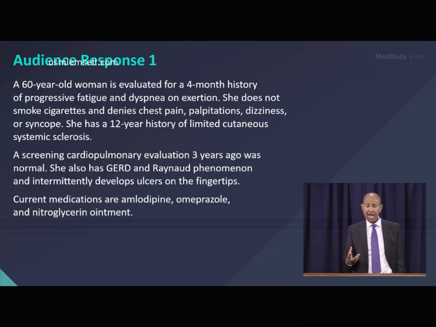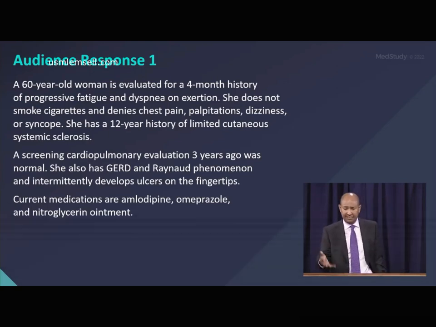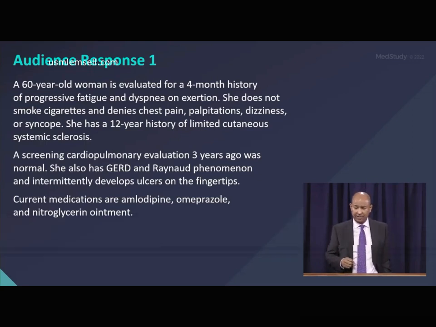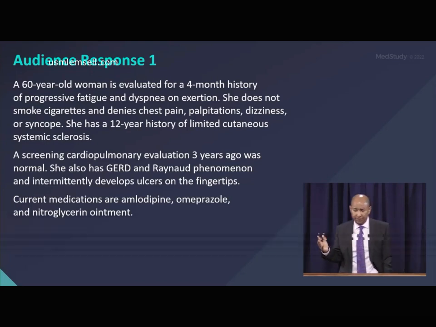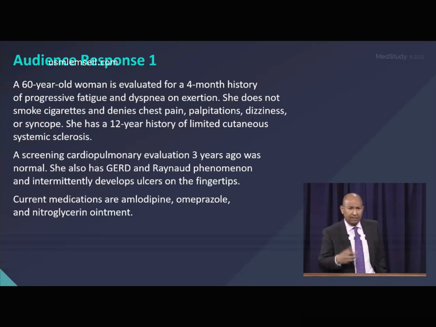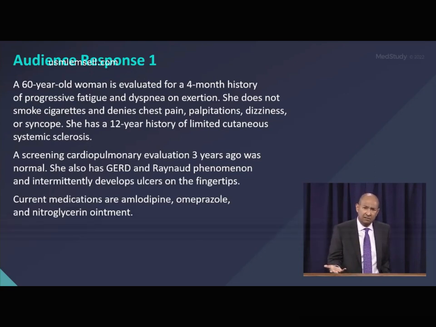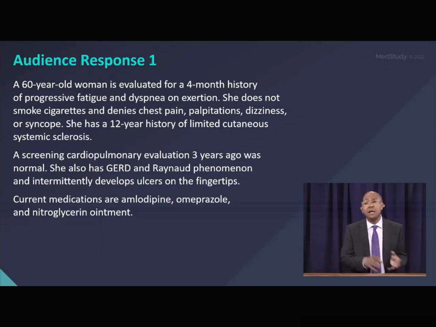So with that being said, I have a 60-year-old woman evaluated for a 4-month history of progressive fatigue and dyspnea on exertion. She does not smoke cigarettes, denies chest pain, palpitations, dizziness, or syncope. She has a 12-year history of limited scleroderma. Stop right there. So when we talk about systemic sclerosis, we talk about limited scleroderma. Does scleroderma affect the lungs? The answer is, yeah, definitely. What 2 things can scleroderma do to the lungs? Yeah, you guys are awesome. Pulmonary fibrosis, for sure, like interstitial lung disease. And the other thing is, yeah, pulmonary hypertension, very good.